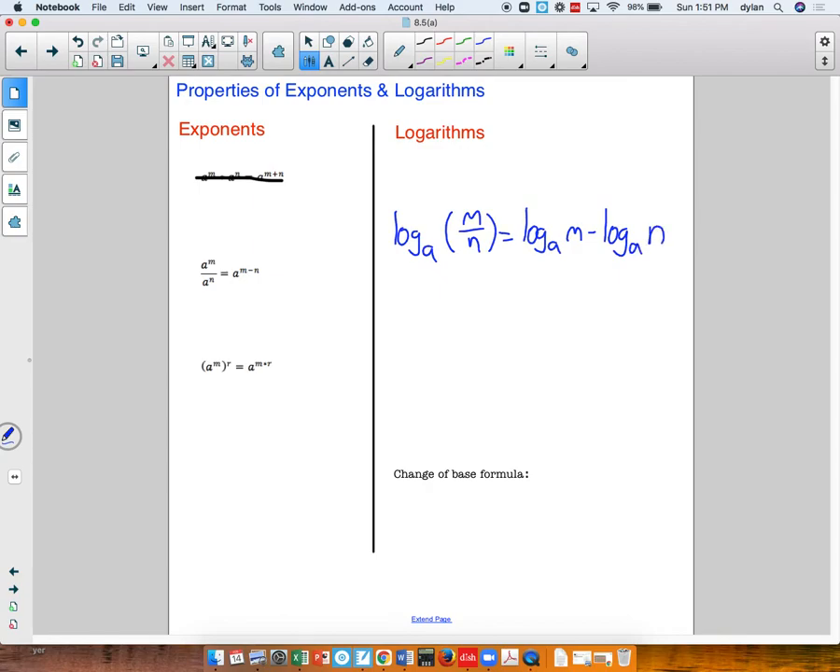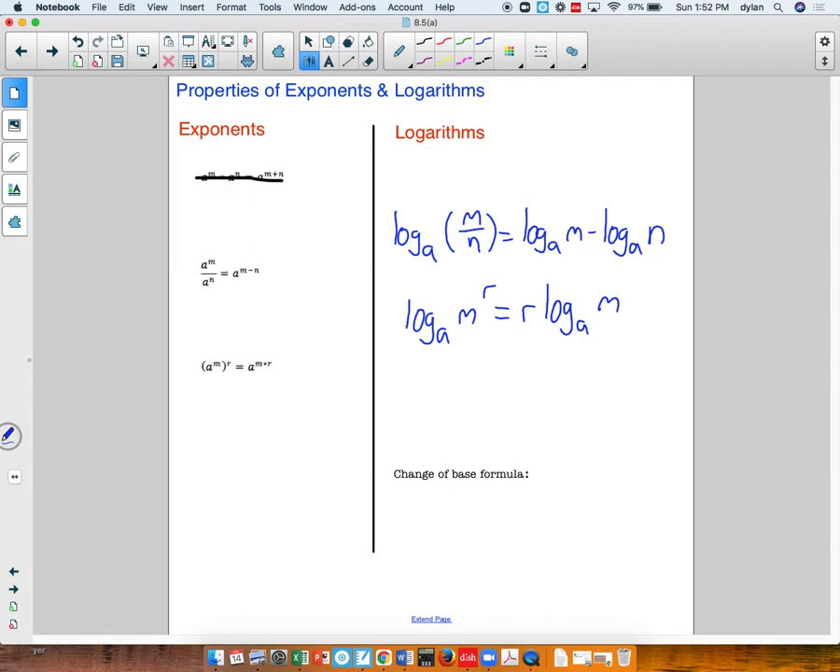And then finally, in exponents, we had the power to a power property. a to the m to the r equals a to the m times r. With logs, if we have log base a of some other value m raised to the r, that's the same thing as r times log base a of m. In other words, that r moves from the exponent to the front of the log.